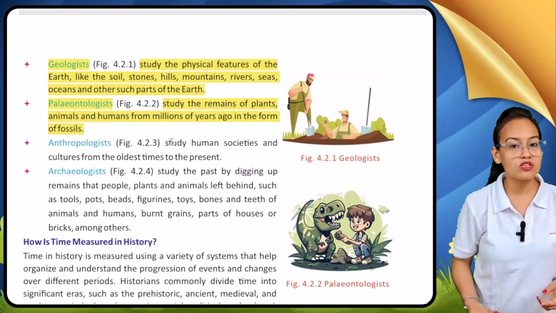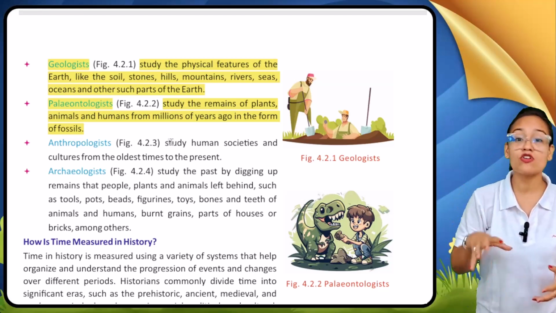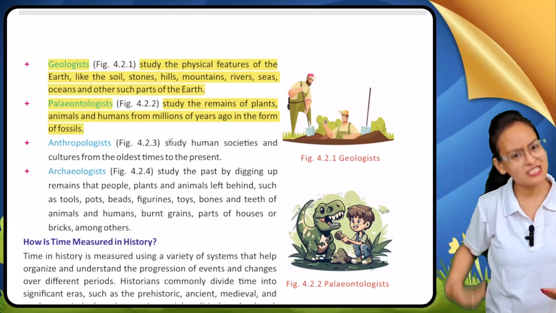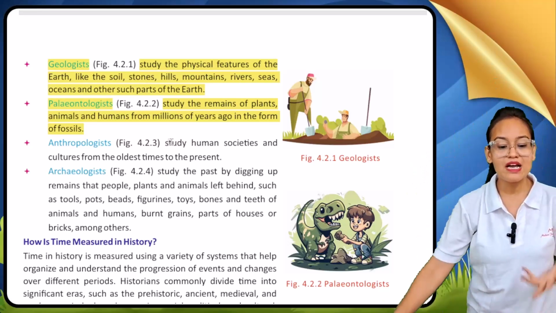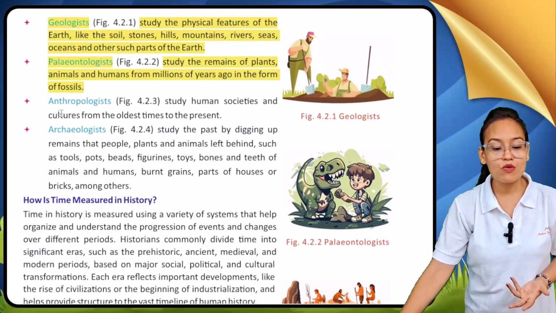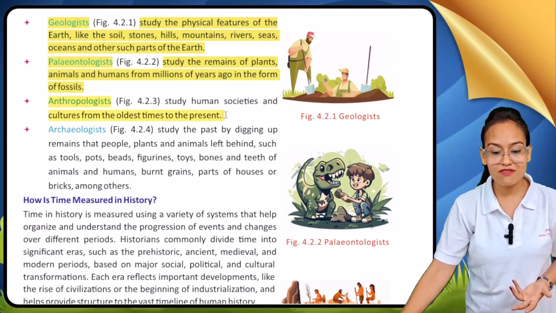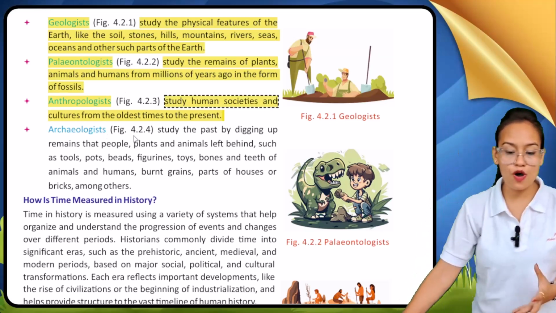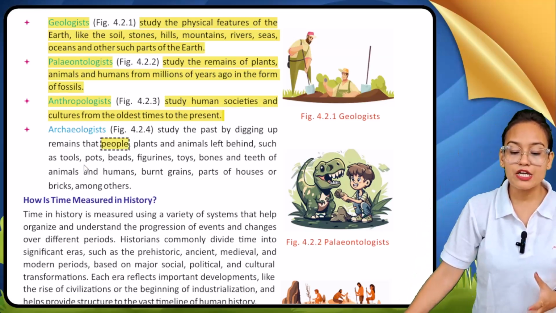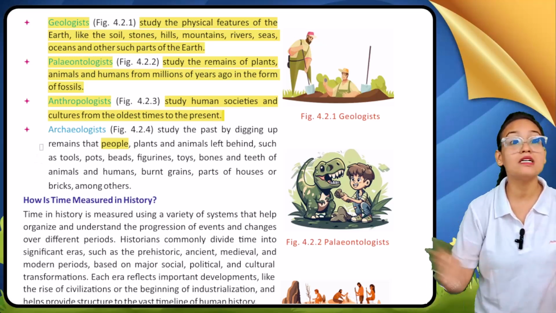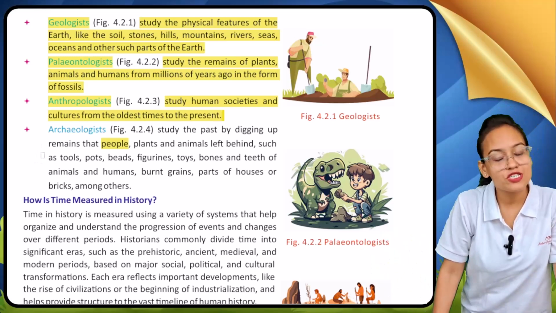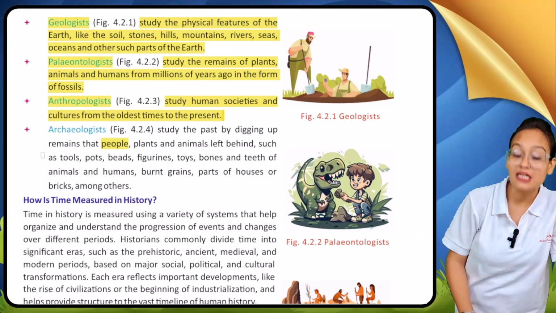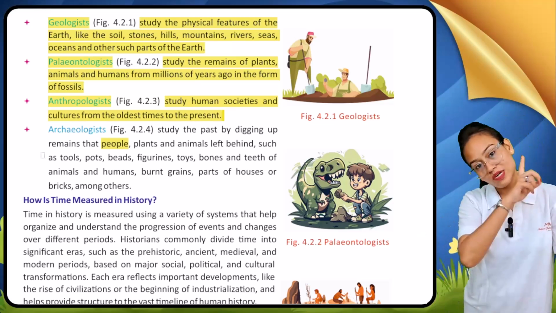Remaining fossils, which remained on our planet Earth for millions of years, like plants, animals, and also human skeletons. Now, anthropologists. What is the meaning of anthropologist? Let's have a look. Anthropologists are a group of people who study human societies and cultures, from older times to the present time.